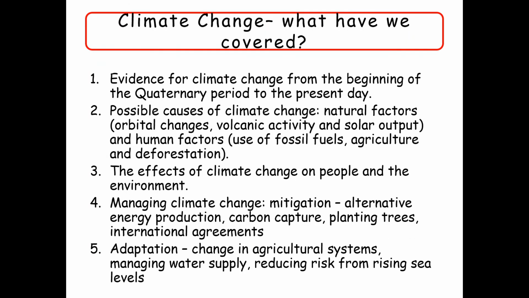So, what have we covered so far with regards to climate change? We've looked at evidence for climate change. We've looked at causes, both natural and human, of climate change. We've talked about the effects, and then we've talked about how we can mitigate and adapt to climate change.